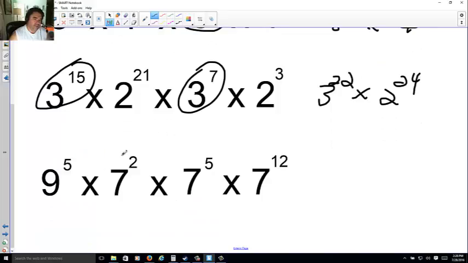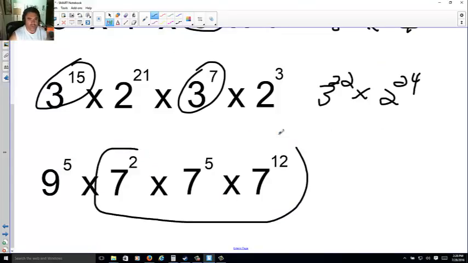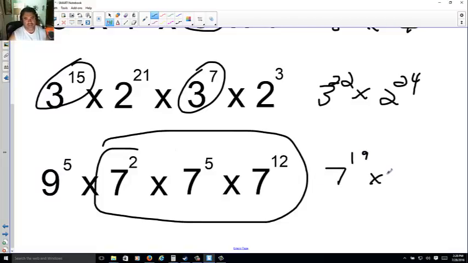Finally, I'm going to start with a base of 7s. It doesn't really matter, but I'm just going to go with the lower base number. 2 plus 5 plus 12 is going to make 19, so 7 to the 19. And then I just have 9 to the 5th. I can't combine because they're not the same base.